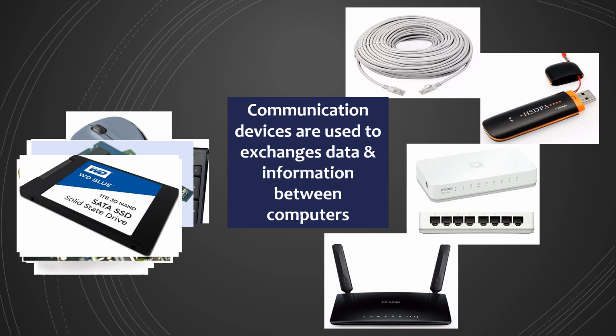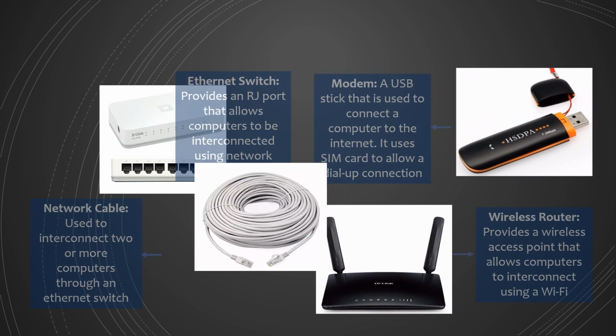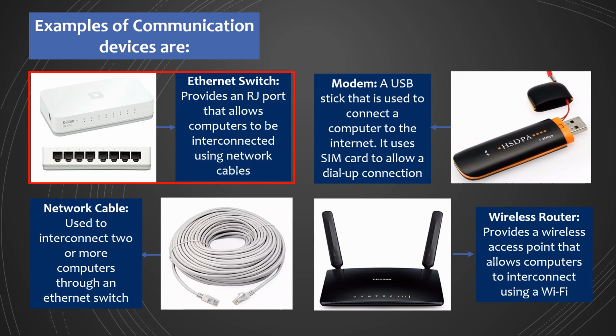Finally, the communication devices are used to exchange data and information between computers. Some examples of communication devices are the Ethernet switch, which provides an RJ port that allows computers to be interconnected using a network cable. Network cables, which are used to interconnect two or more computers through an Ethernet switch. A wireless router, which provides a wireless access point that allows computers to interconnect with each other using Wi-Fi. A modem, which is a USB stick that is used to connect a computer to the internet. It uses the SIM card to allow a dial-up connection.